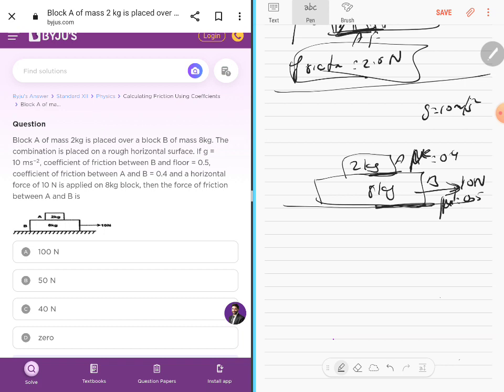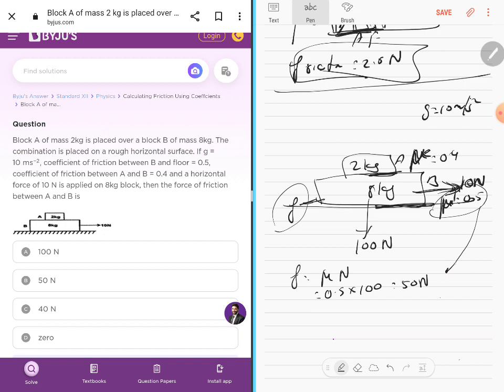10 Newton force is applied, and when it's applied in this direction, there will be a frictional force in this direction. The total weight acting downward will be 10 kg, so mg is therefore 100 Newton. And this frictional force is equal to mu into normal reaction, that mu corresponding to 0.5, into normal reaction, which is 100, so it's 50 Newton. So the 10 Newton applied force will not be moving the block, as the friction is 50 Newton.